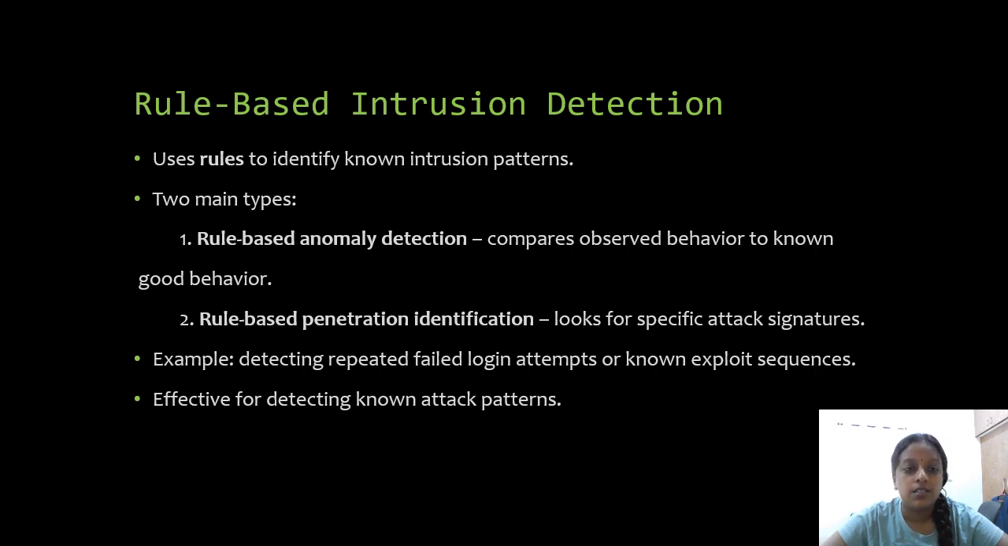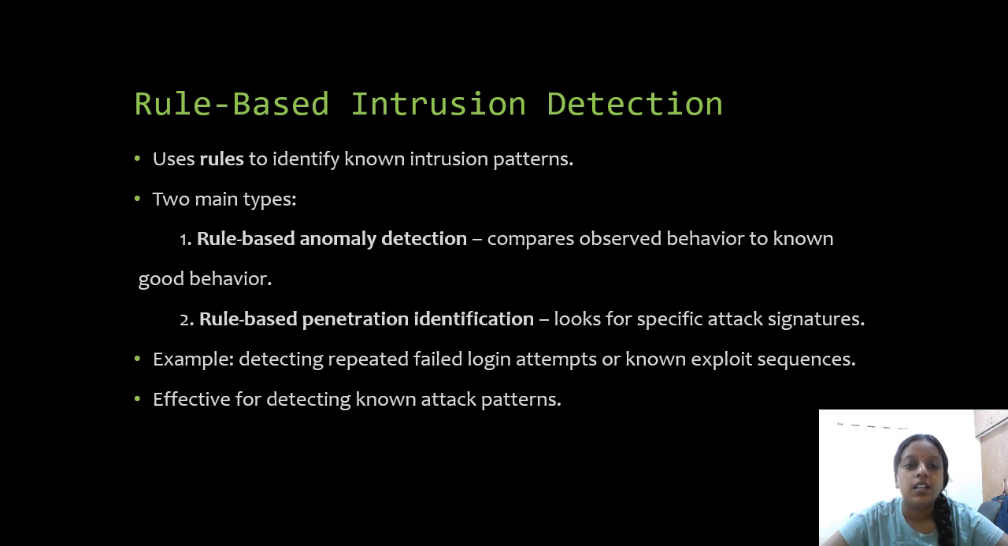So, in this rule-based intrusion detection system, there are two styles. One is the rule-based anomaly detection or anomaly-based rules, which focuses on detecting things that break the normal pattern. And the next style is penetration-based rules or rule-based penetration identification, which looks for exact signatures of known attacks, just like how antivirus tools work.